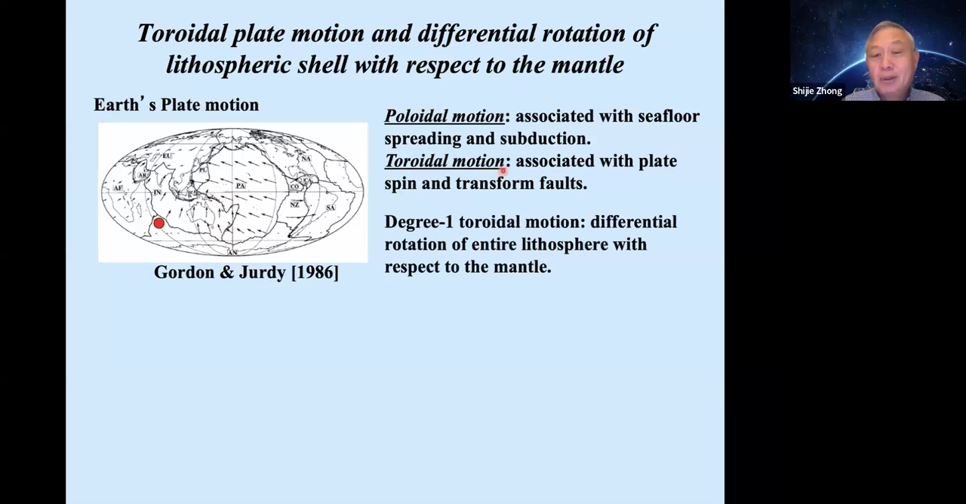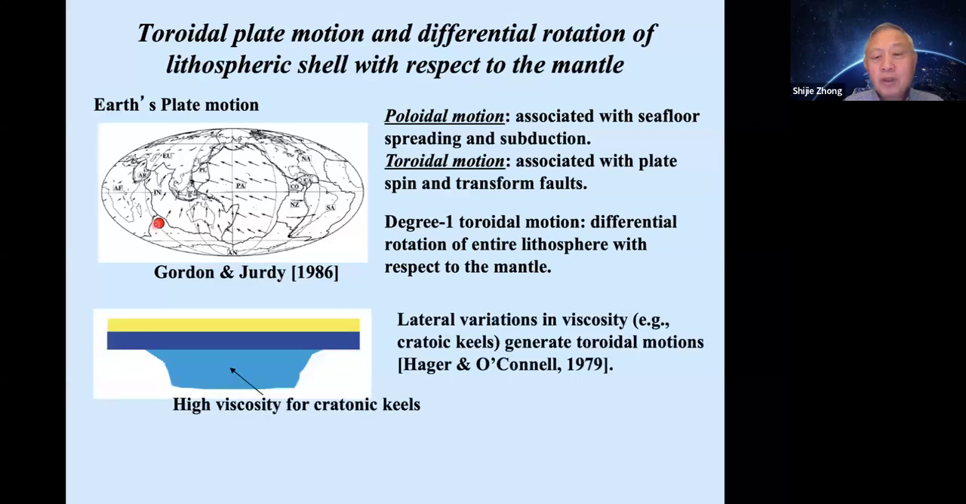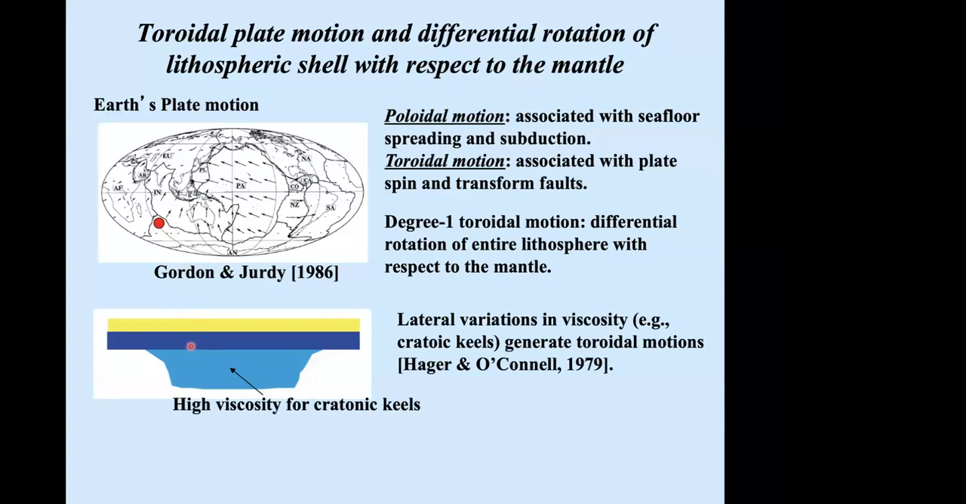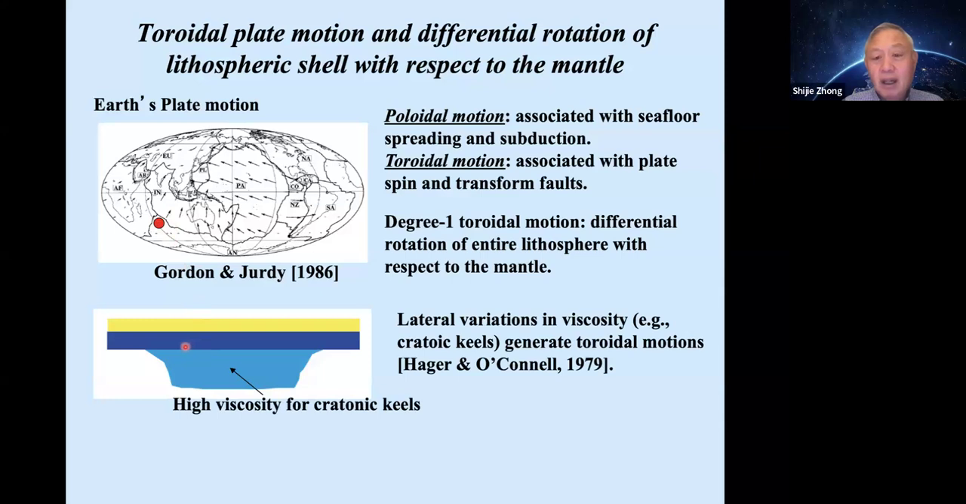It turns out that the degree 1 toroidal motion is where the entire lithosphere rotates relative to the mantle altogether. It's called differential rotation of the entire lithosphere. For the Earth, such rotation is quite significant, with the rotation pole centered at the Indian Ocean. The way to produce toroidal motion is to have lateral variation in viscosity. For example, cratonic material can have keels, and they can help to generate toroidal motion.